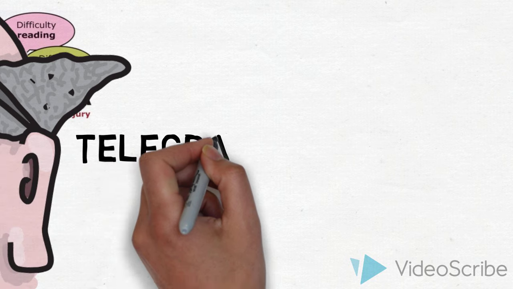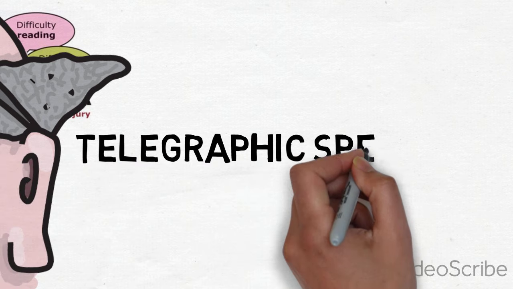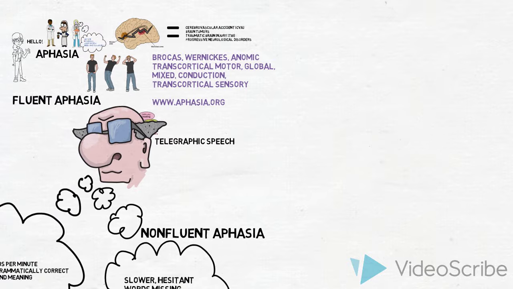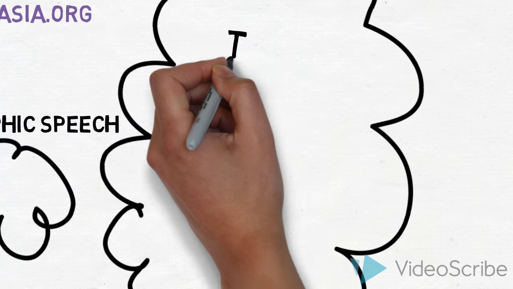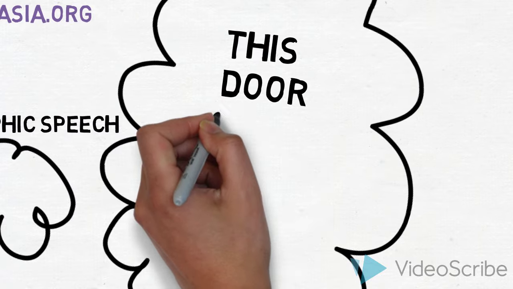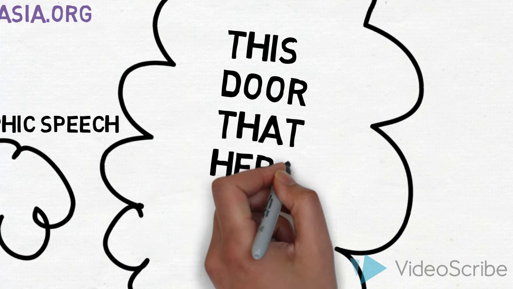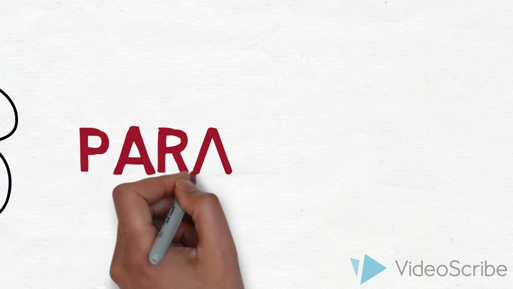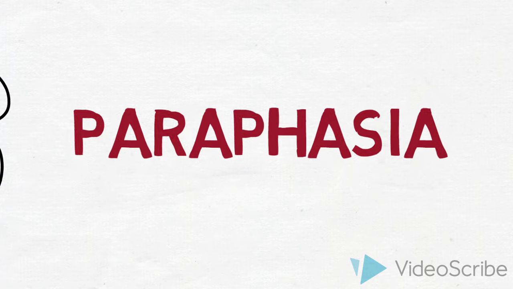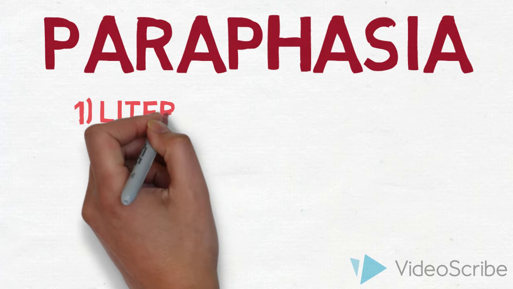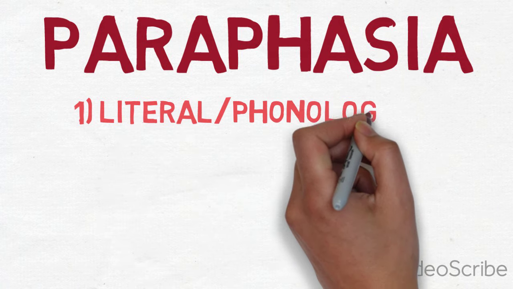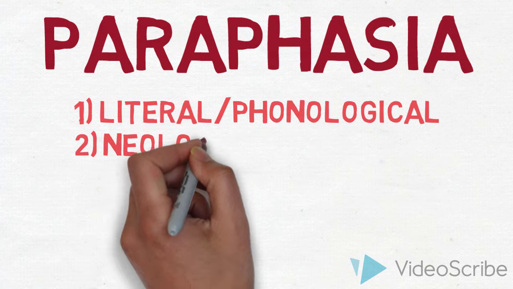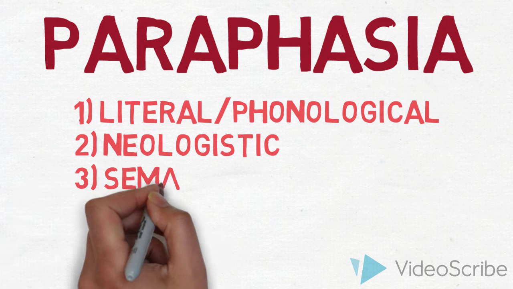Telegraphic speech. This is a slow, labored speech consisting of mostly filler words and few content words. For example, "this door, that here, this." Another term you may hear associated with aphasia is paraphasia. There are three types of paraphasias: literal or phonological, neologistic, and semantic or verbal.